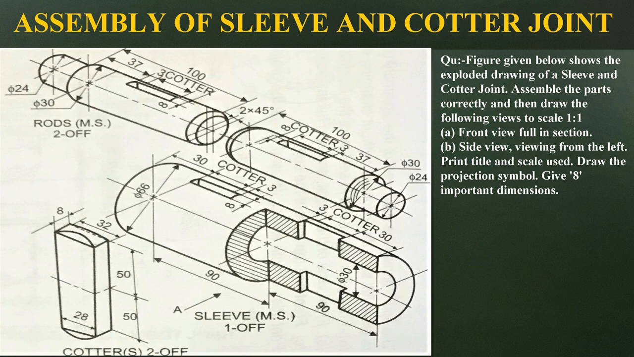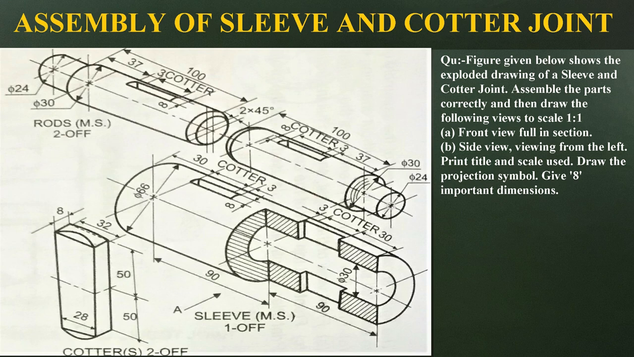First, front view, full in section. Second, side view, viewing from the left. Then print the title and scale used, draw the projection symbol and give the important dimensions. So in this problem, details of the sleeve and cotter joint are given to us, and the detailed view is in the form of a pictorial or isometric view. So the first rod and second rod separately, the sleeve separately and the cotter separately are given to us.